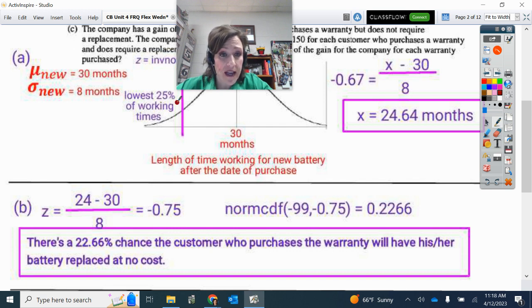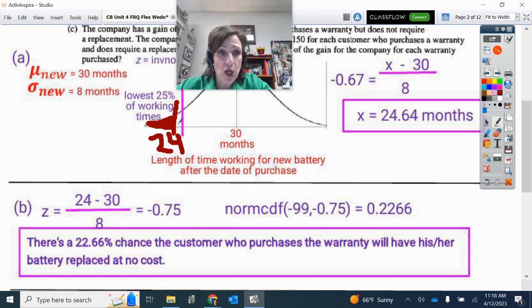And I could have, if I had shown a normal model and labeled this 24 and then shaded the area that I wanted. So if I had done something like that, then I would have had no question about receiving full credit on part B. Because in order to get full credit on part B, of course, I put 24 in for the X value and I got the Z score.